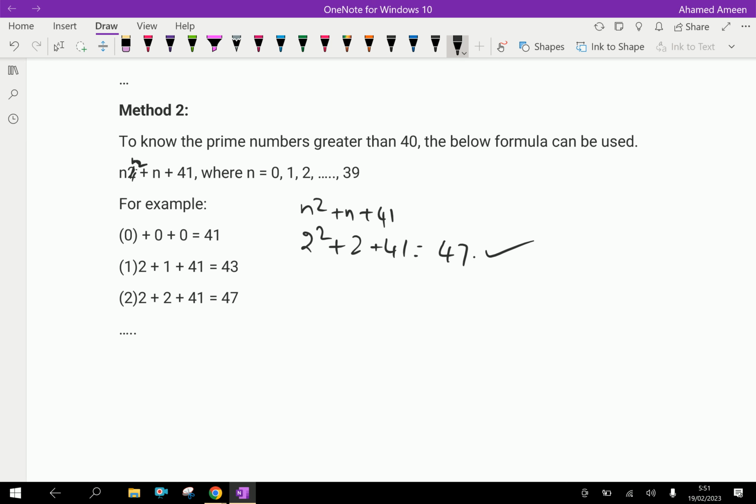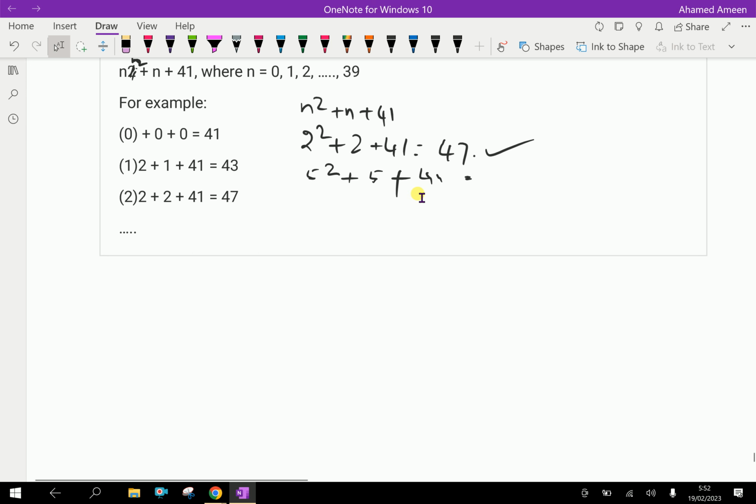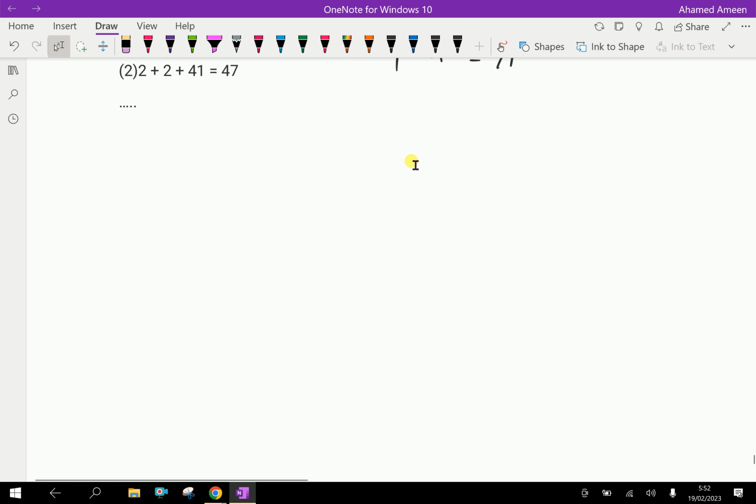So we can express prime numbers in terms of n squared plus n plus 41, where n is a prime number. Suppose n equals 5: 5 squared plus 5 plus 41. 5 squared is 25, plus 5 is 30, 30 plus 41 is 71, which is a prime. Further, a general expression for prime numbers is 2 to the power n minus 1, where n is a prime. This is also an expression for prime numbers.